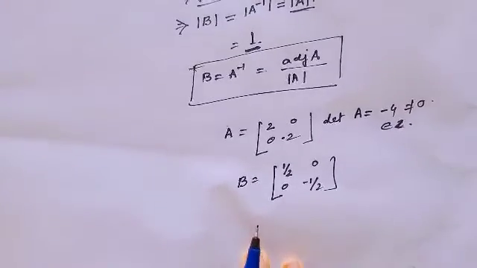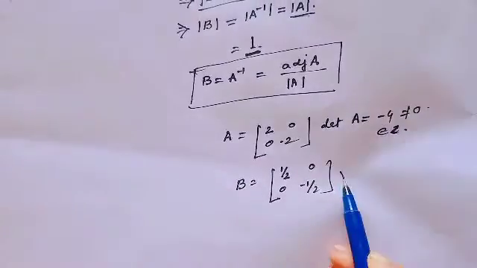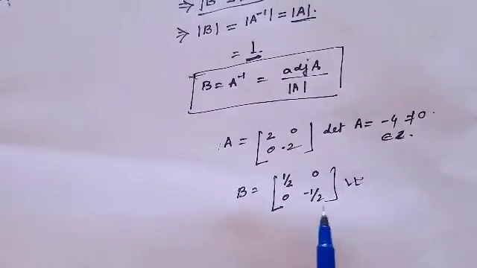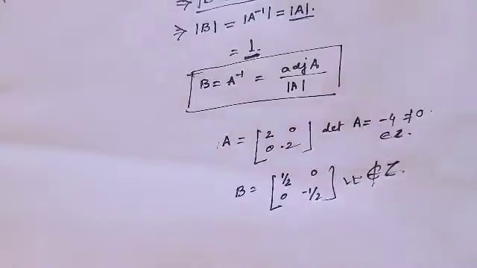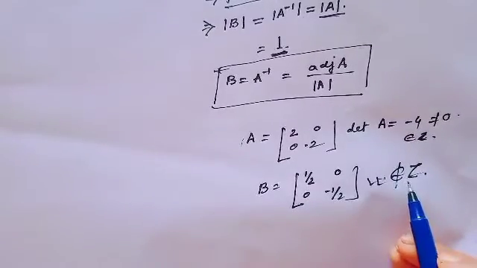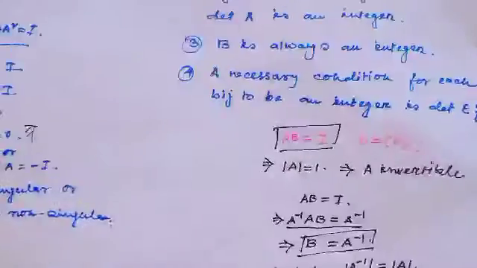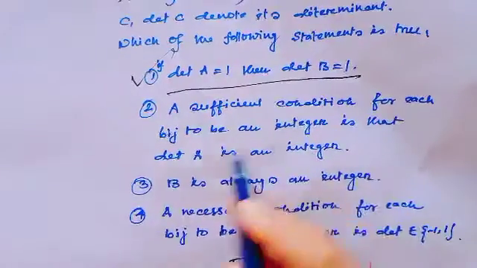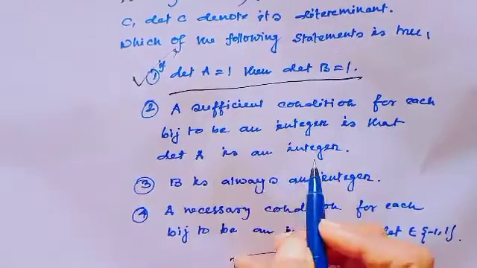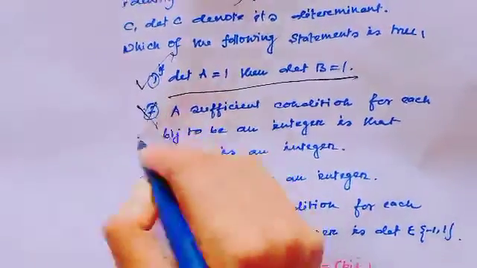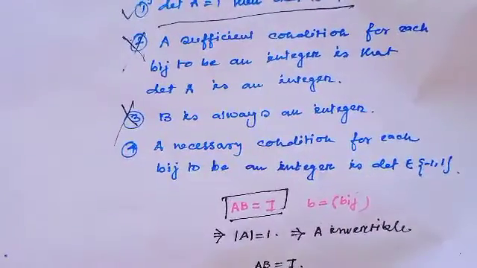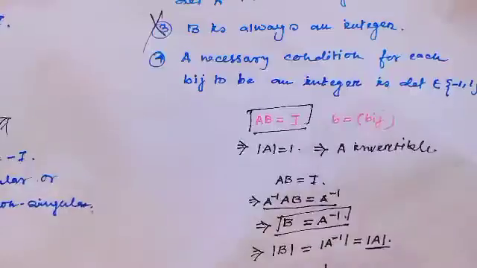But notice the B matrix. This is actually the inverse of A. This matrix does not belong to the integers. Here the entries of B do not belong to the integers. So determinant of A being an integer is not a sufficient condition for each Bij to be an integer. So option 2 is a wrong option. And option 3 is also a wrong option. B is always an integer is not true.